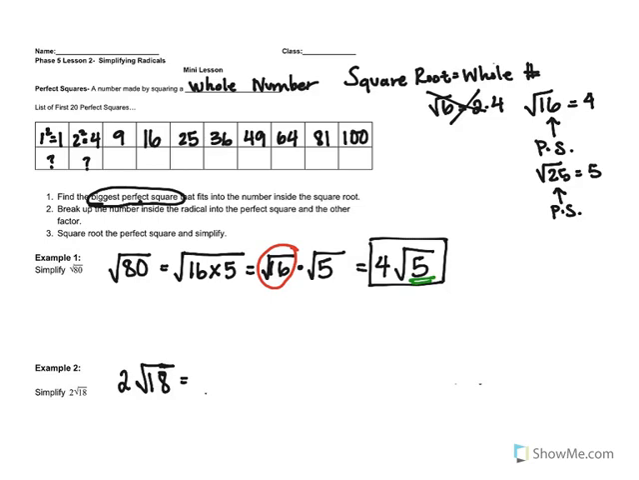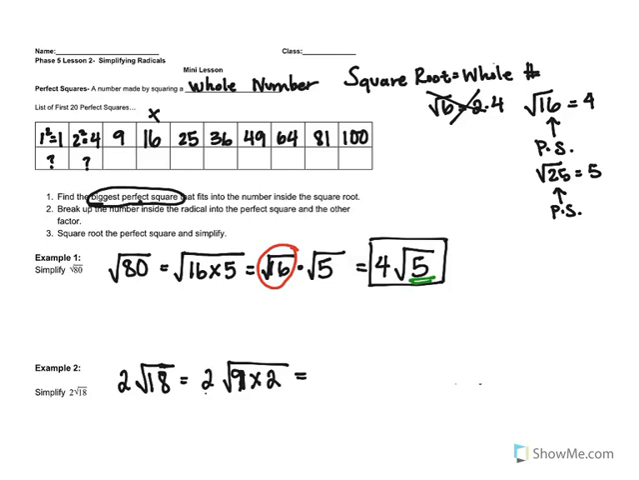I'm going to forget about this 2 that's on the outside for a minute, and I'm going to simplify what's under the radical first. So, I'm going to start at 16 because that's the number closest to 18. But 18 divided by 16 is going to give me a decimal, so I can't use that one. And then I'm going to try 9, and I know that 18 divided by 9 gives me 2. So I can break up this 18 into 9 times 2. All I've done is ignore the 2 that's outside of the radical for a minute, and break up 18 into 2 numbers where one of them has to be a perfect square, the biggest one.